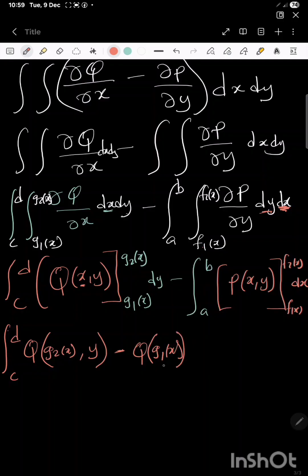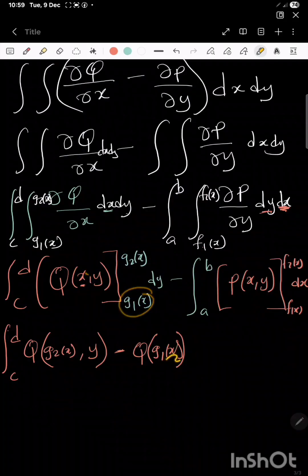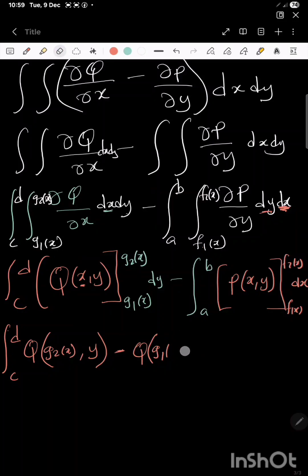I don't know if you've seen what I've done. I've simply replaced the lower limit and the upper limit. When you're replacing the limits, you create two brackets. Where there is x, you put the upper limit, minus where there is x, again you put the lower limit. I have replaced g1 of x and then comma y, because we are only replacing on x, keeping y the way it is. Then the dy is still attached there, you bring it like that.